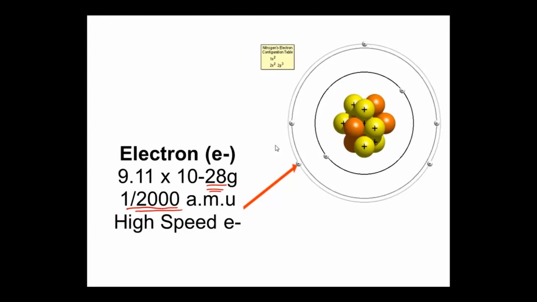And these guys are going around the nucleus in orbitals, not in these circular orbits as this picture shows. That's not true. But what's known as orbitals. And they're moving at crazy high speeds. Once again, difficult for us to imagine because we're talking about something that's so small and moving so fast.